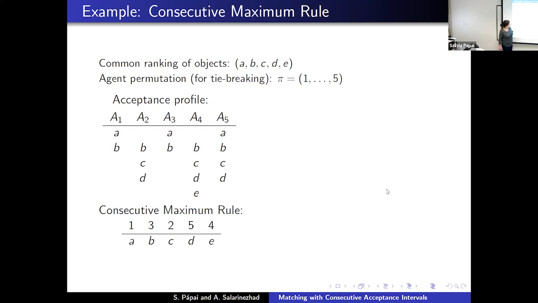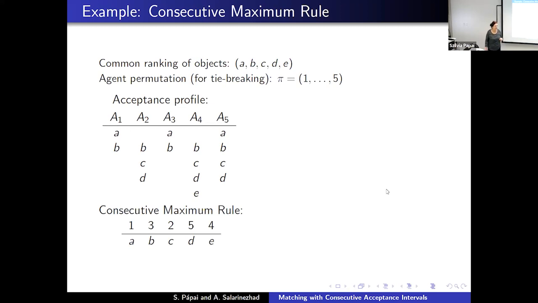The next one in the common ranking is C. Now 1 and 3 are gone, and also objects A and B, so we are just looking at this here. We have 2 and 5 as candidates for assigning C. Now we have to go to the tie breaking, which gives us 2. Now A, B, C are gone, so we only have D and E remaining. And so 5 gets D, who has fewer than the other agent, and 4 gets E.